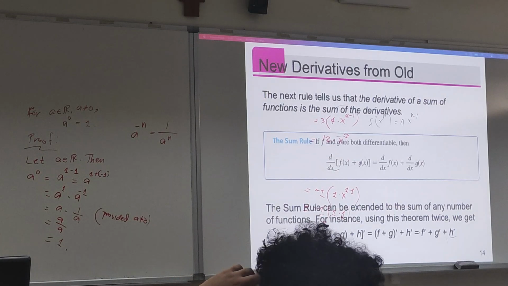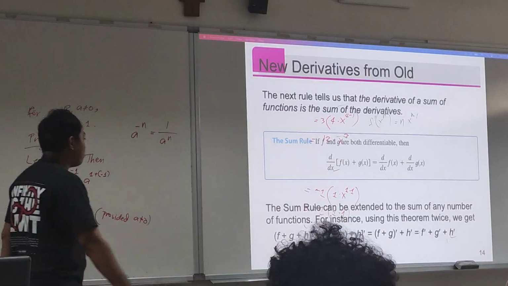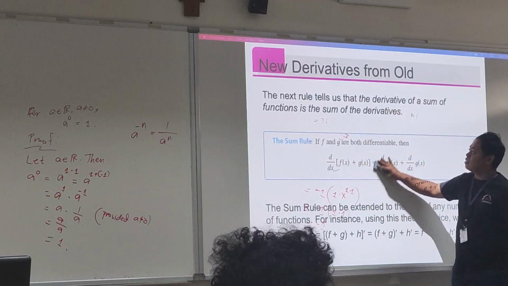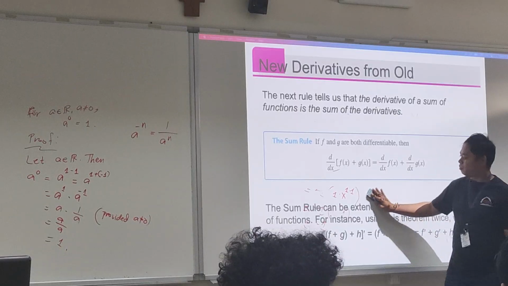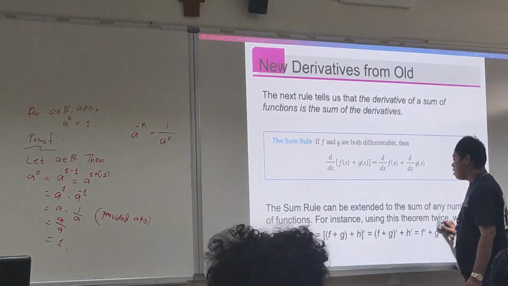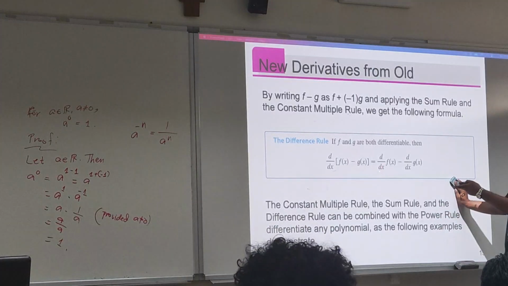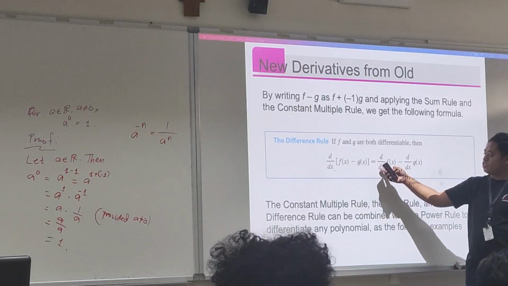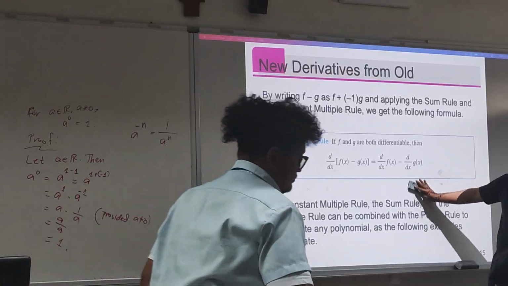So next we have the sum rule. Taking the derivative of the sum of the functions is just the same as taking the sum of their derivatives. So this is the sum rule now. Next we have the difference rule. For the difference rule, of course, same notation. Taking the derivative of the difference of the two functions is just the same as the difference of the derivatives of the two given functions.